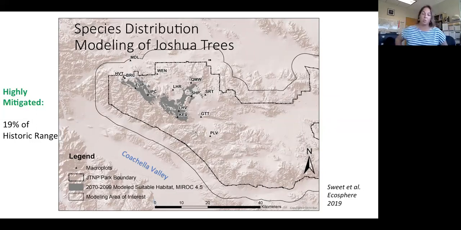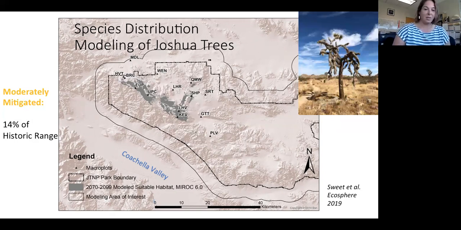Again, we're talking about 2100, but that is within many people's lifetimes. So that's pretty frightening. So even 2070 to 2100 was the range that the climatologists gave us for that particular data set. So 2100, we might be looking at this. If we only moderately mitigate things, maybe 14% of historic range.